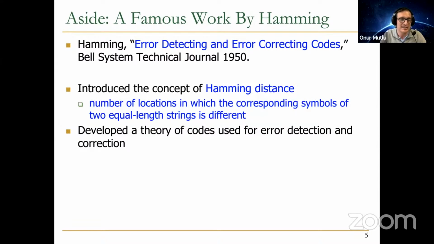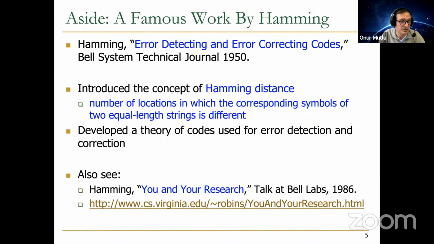But in this work, Hamming developed a theory of codes that are used for error detection and correction, and these are still in use today in error correcting code circuitry in memories, for example, and other parts of the system. And I find some of the work Hamming did quite inspirational. Clearly, this work is very inspirational, but also he recorded a video. Well, it was not a video. It was a talk delivered, but it was also videotaped, I believe, on a number of occasions.